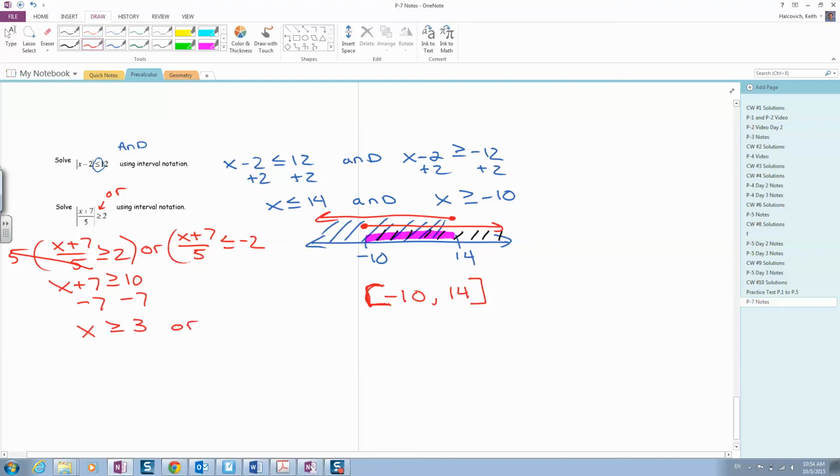Or, and then we multiply by 5 here. We gotta multiply by 5 there. So it's x plus 7 less than or equal to negative 10. So then we subtract 7, we get x. We got x is less than or equal to negative 17.